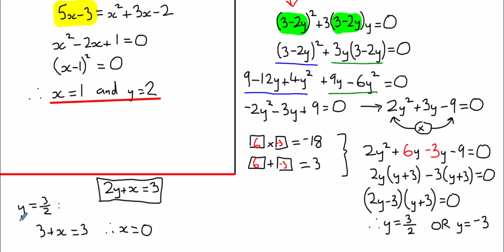In other words, therefore x would have to be 0. So the first one, we get x is equal to 0. So we can write this in. So therefore y equals 3 over 2 and x equals 0. So that's the first set of solutions for both y and x.